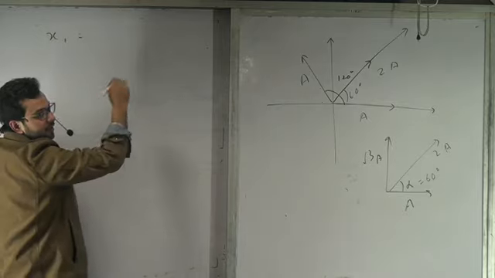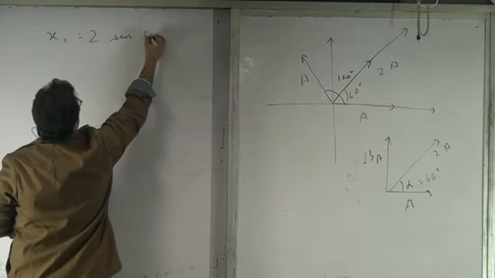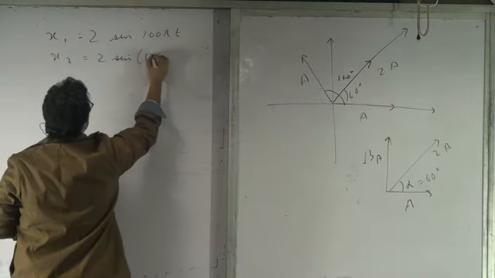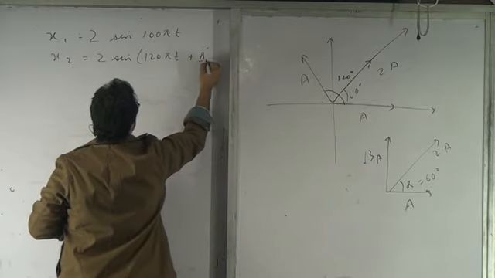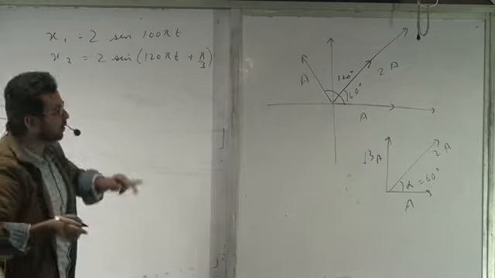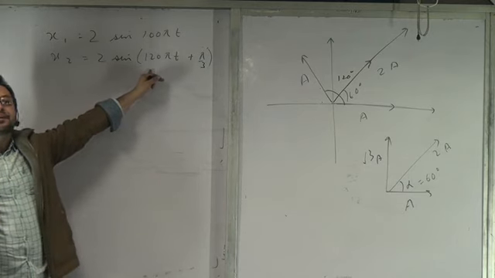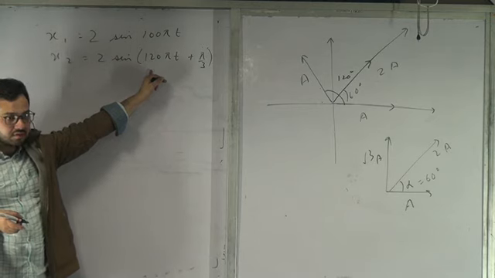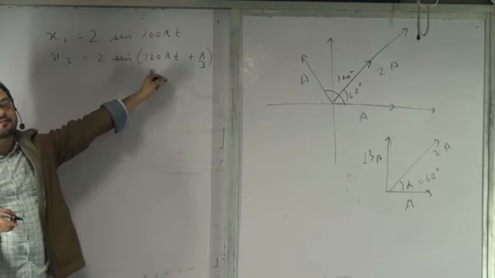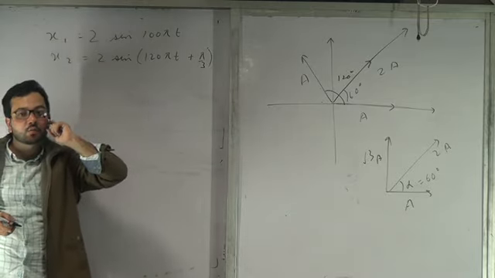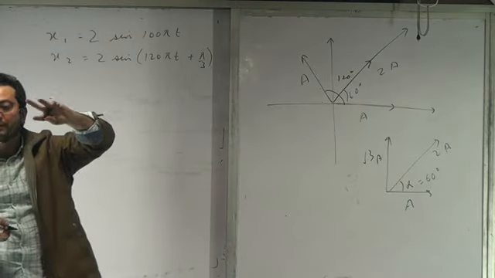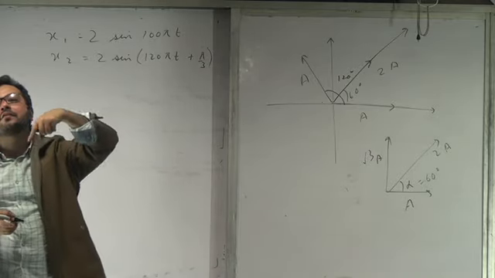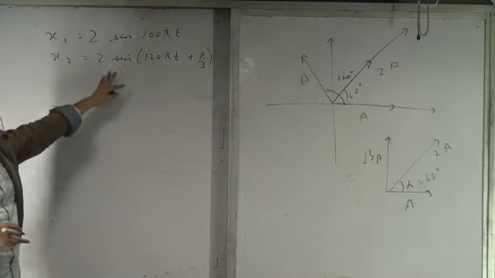x1 is equal to what? 2 sine 100 pi t. And x2 is equal to 2 sine 120 pi t plus pi by 3. Alright, listen up. Very important. Both the equations have different angular frequency. That means the phase difference will not be a constant; it will be a function of time. So when they superimpose, the amplitude of the SHM is going to change according to the phase difference between them. They are going to have a varying amplitude.